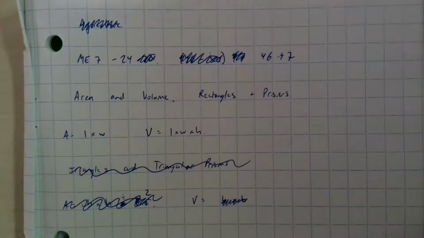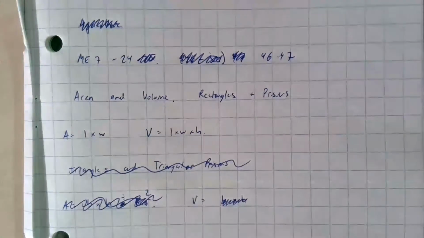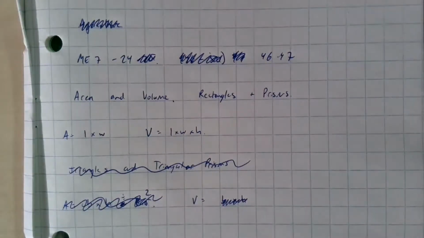I know the paper looks pretty messy, but I should be able to explain it pretty quickly. This is for page 46 and 47. We're talking about finding the volumes with triangular prisms.